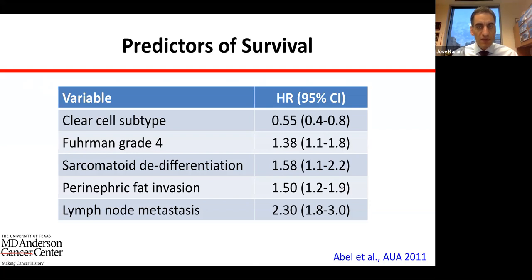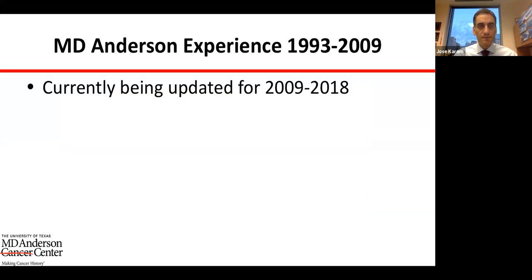So again, patients with papillary kidney cancer have worse outcomes. If you have grade 4 or sarcomatoid dedifferentiation, you have worse outcomes. And in addition to the tumor thrombus, if you have perinephric fat invasion or lymph node invasion, you have worse outcomes. And all these make sense. However, we still don't know why patients with papillary kidney cancer have worse outcomes, and it's something that needs to be validated and investigated further.